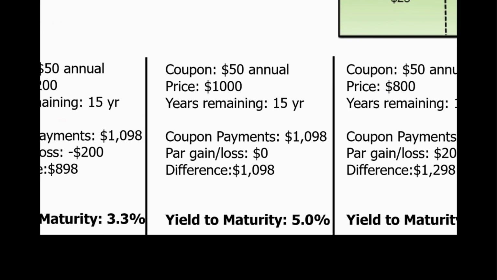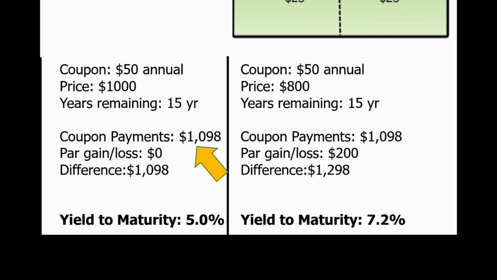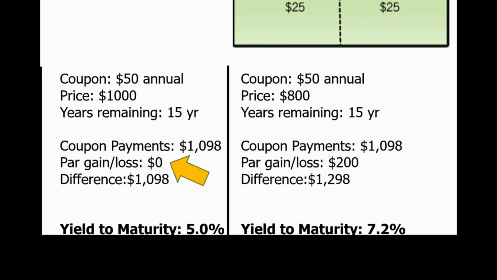So let's go to the second one. Let's assume that Joey bought the bond for $1,000. He has got 15 years remaining on it. And so the compound interest on those coupon payments would be the same thing, $1,098. But he has no gain or loss from his purchase price to the face value. So the difference is just going to be the $1,098, and the yield to maturity is 5%. So when you are buying it for the same price as the face or the par value, you are going to see that the coupon yield will be exactly what it says on the bond.